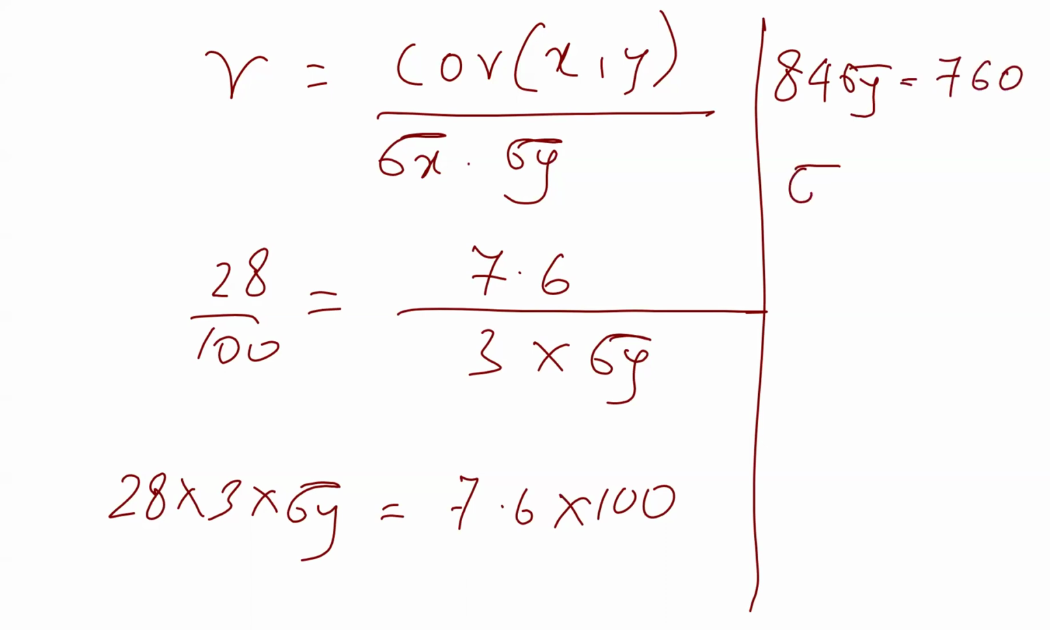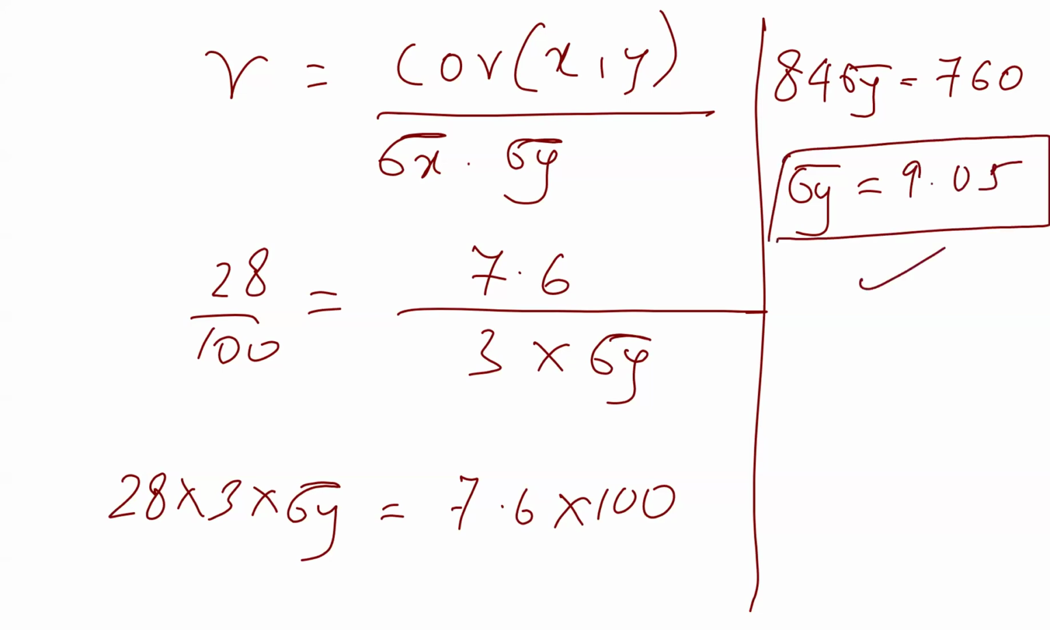So standard deviation of y is equal to 760 divided by 84. So if you divide this, you'll get something as 9.0476. So we can write this as 9.05, rounded up to 2 decimal digits. That's your answer. Okay.